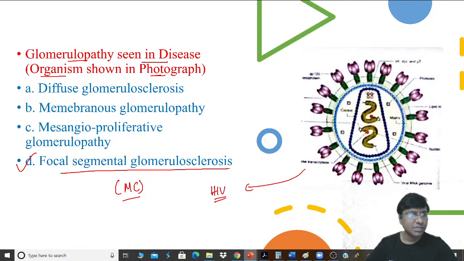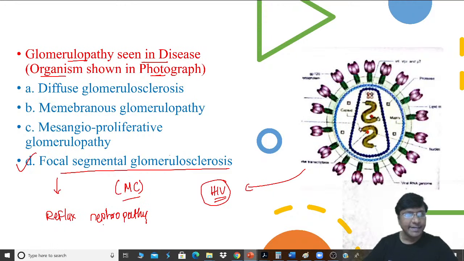This is the most common form of the glomerulopathy that you will see in case of the human immunodeficiency virus. This focal segmental glomerulosclerosis is also called reflux nephropathy. And the presentation of focal segmental glomerulosclerosis will be in the form of nephrotic syndrome.